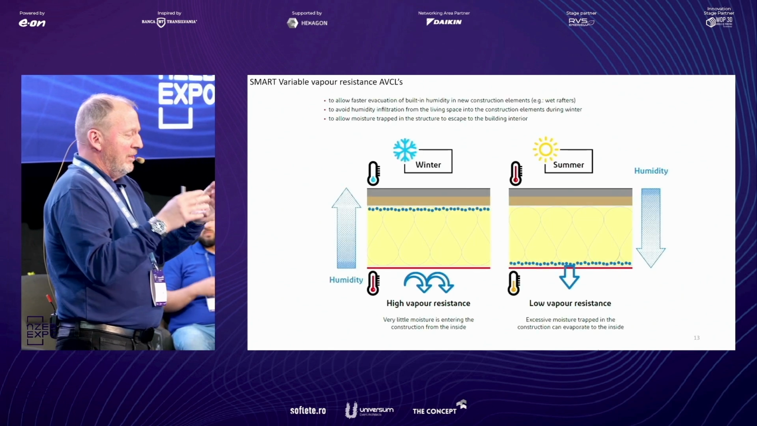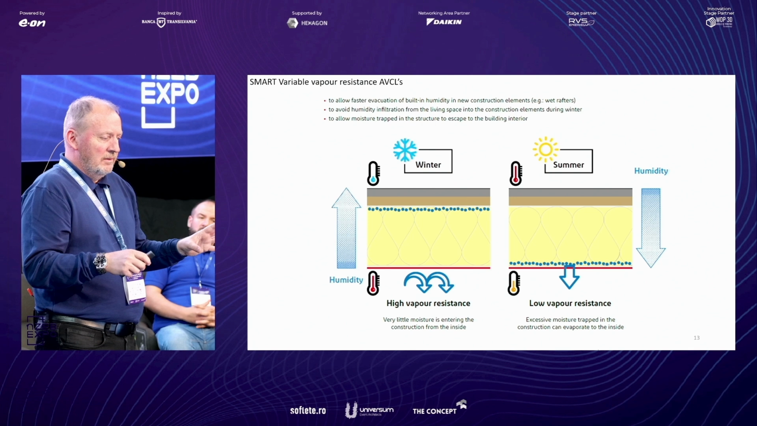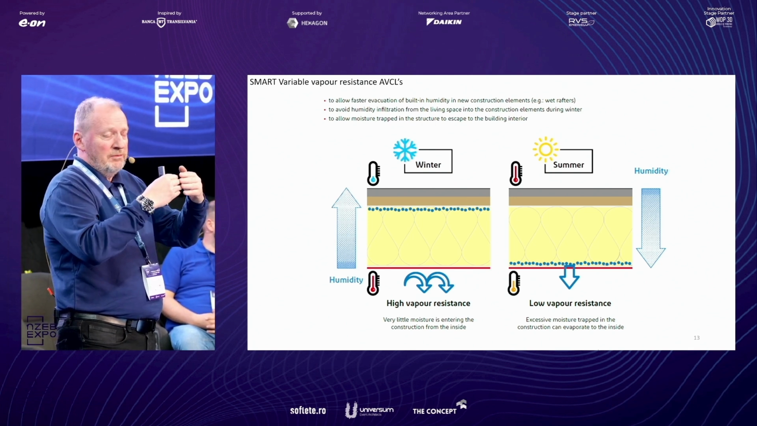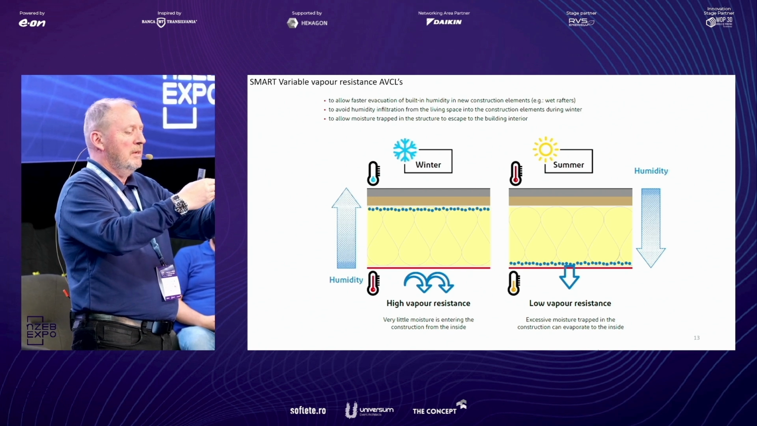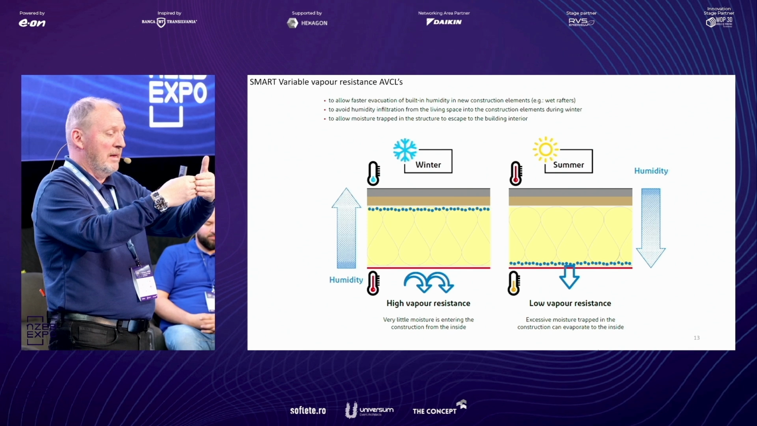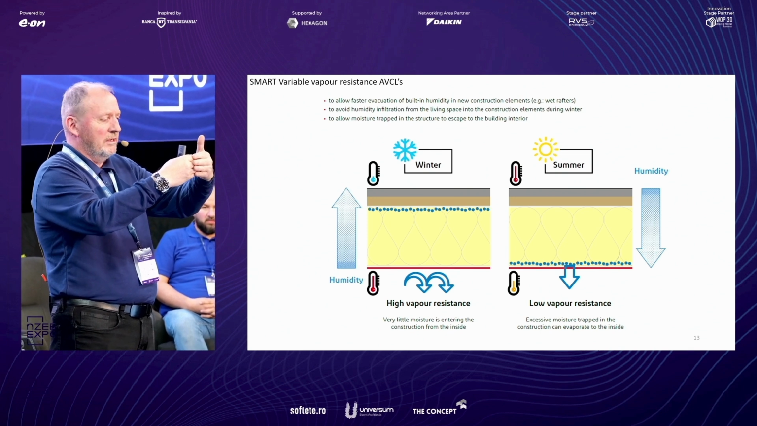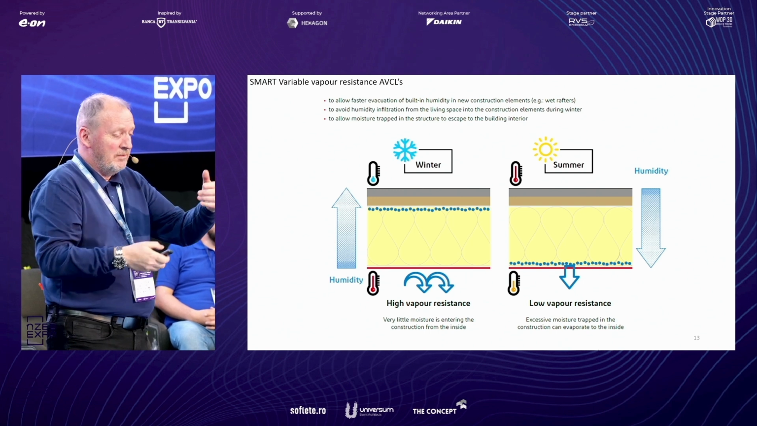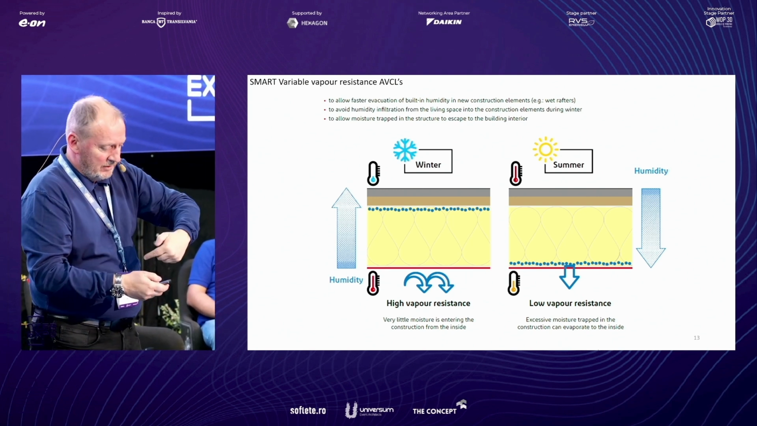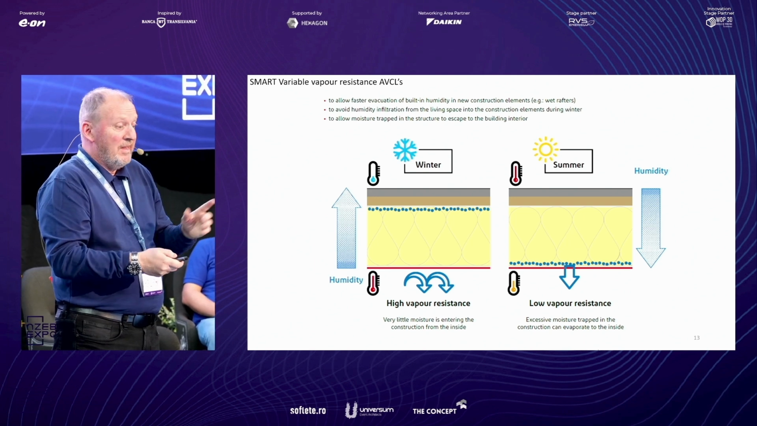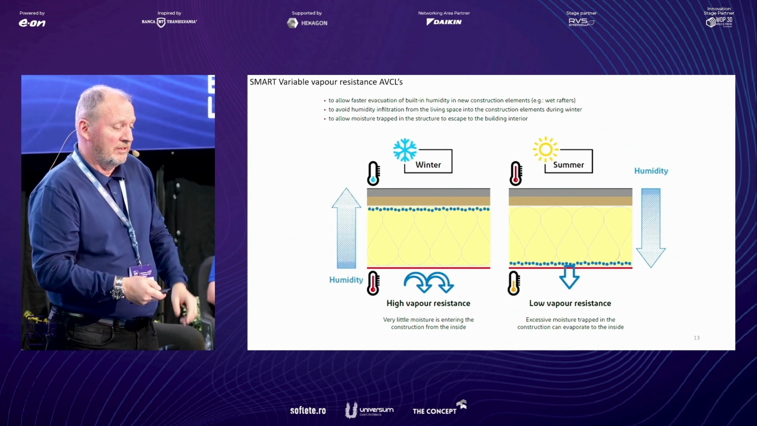This is where a variable vapor resistance AVCL comes in, because you get a benefit year-round. When it's applied to a dry structure, the material itself is vapor resistant. That's absolutely fine. That might be in your winter condition. When you then move through to the summer, where your vapor drive may now be from external into the building, the ability to reduce its vapor resistance is key, and that's the secret of success.